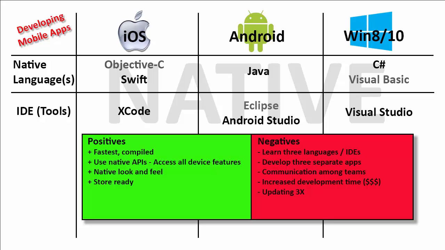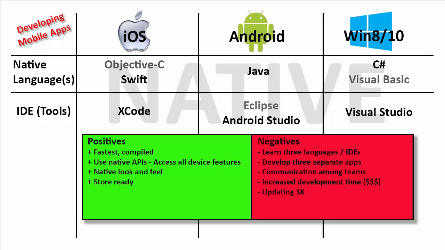But here's the big negative of this. If you want to do cross-platform development, you've got to learn 3 different languages and 3 different IDEs. And in essence, you're developing 3 separate apps. That's very time-consuming. Most companies would probably have teams that are developing on the iOS side, teams developing the Android side, teams developing the Windows 8 side. And then those teams have to communicate. And so that takes more time to communicate what's happening between these different apps.